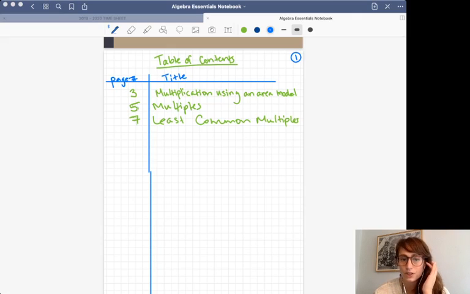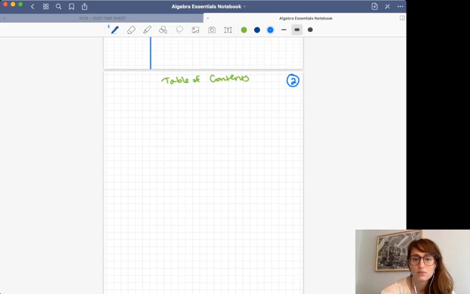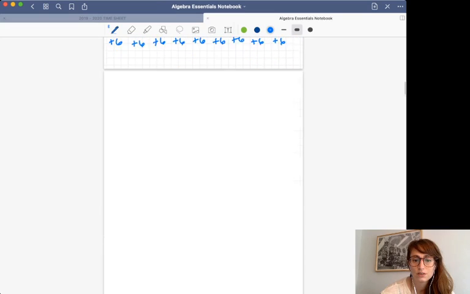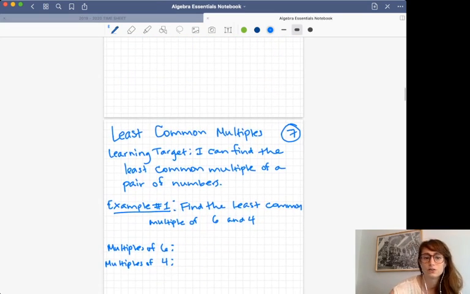All right, so today we're going to learn about least common multiples. So this is what our table of contents looks like so far. We're doing least common multiples on page 7 of our notebook. So I've already written down the title of the notes and the learning target.